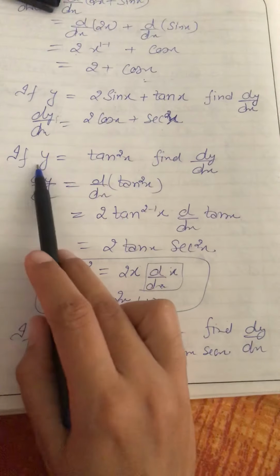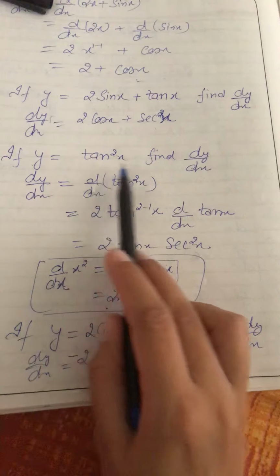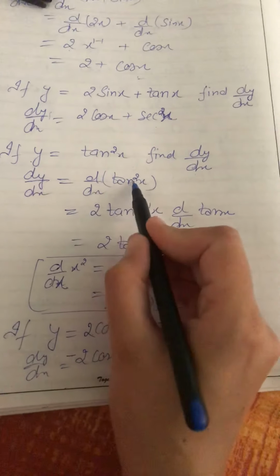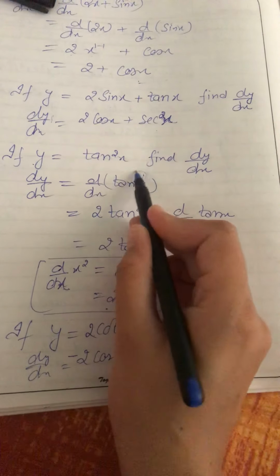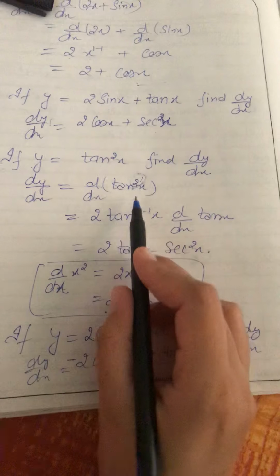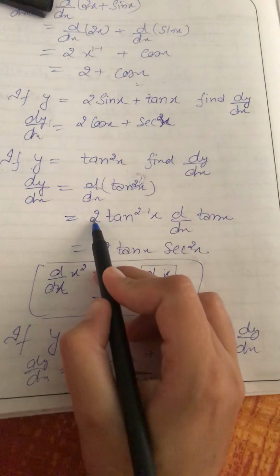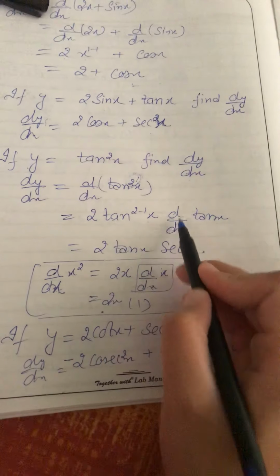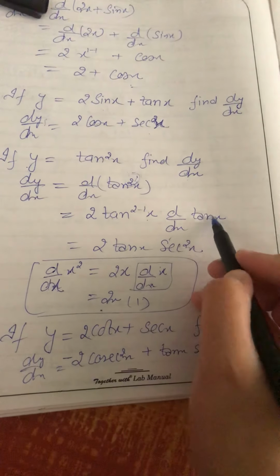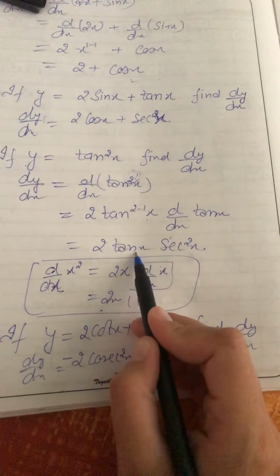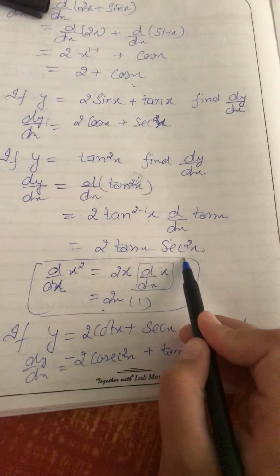Okay, and if we have y is equal to tan square x, find dy upon dx. This is a little bit complicated. Here we have a power also. So first of all we will solve for the power, and we will take the power 2 in front: 2 tan raised to power 2 minus 1 x, then we will take d/dx of tan x. So 2 tan x, d/dx of tan x is secant square x.